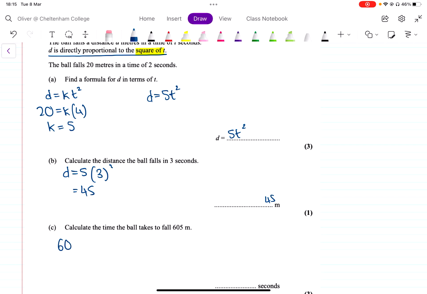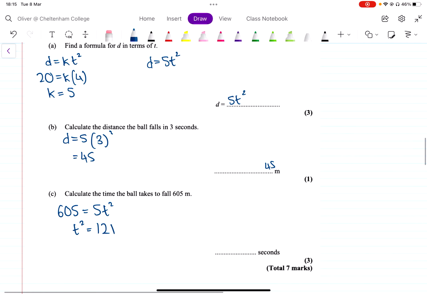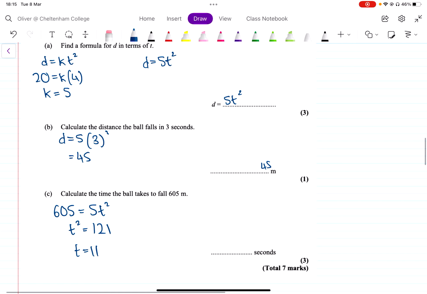meters? So we go 605 is 5 times t squared. So t squared is whatever that's going to be, 121. So t equals 11 seconds.